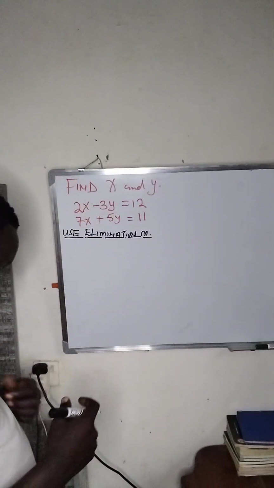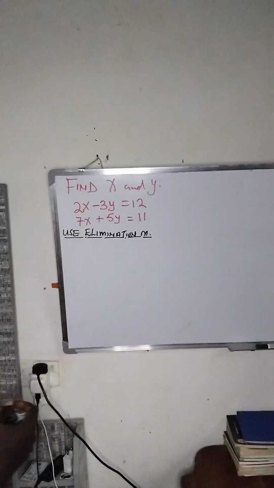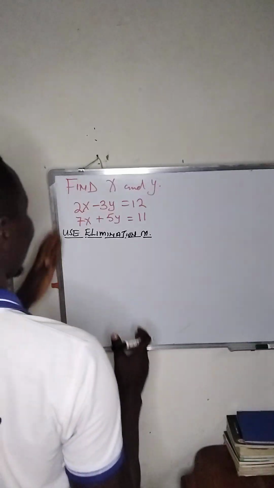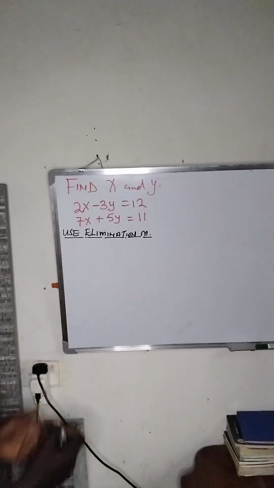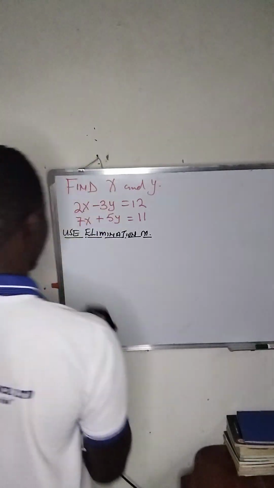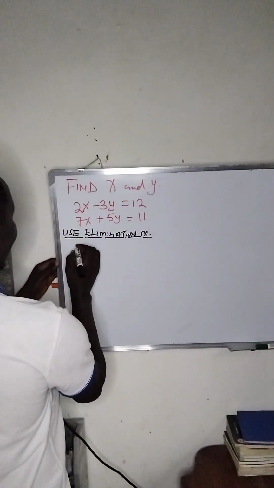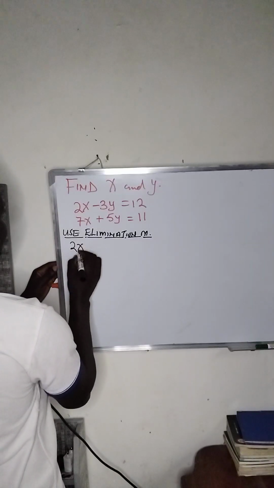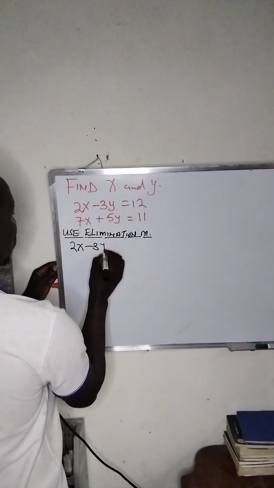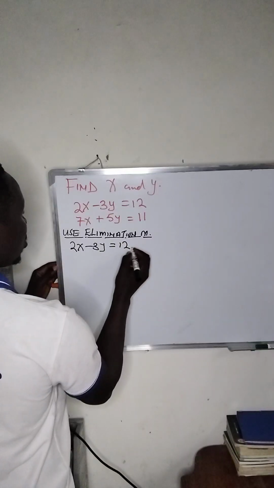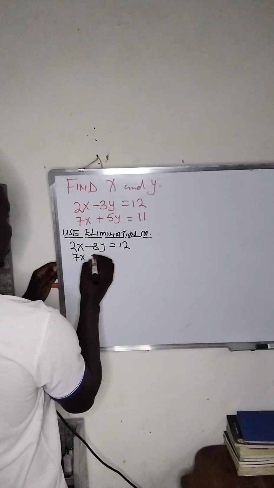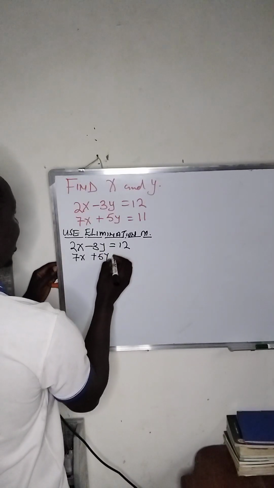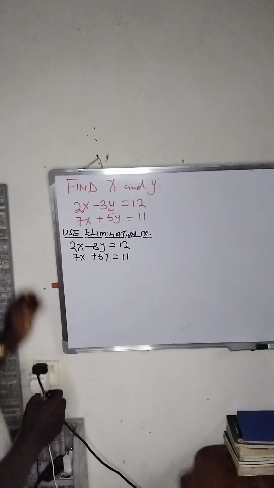The only thing we need is to arrange these equations in order such that we eliminate one variable and again eliminate another. Now we rewrite the equations. It is 2x minus 3y is equal to 12. Then also we have 7x plus 5y is equal to 11.